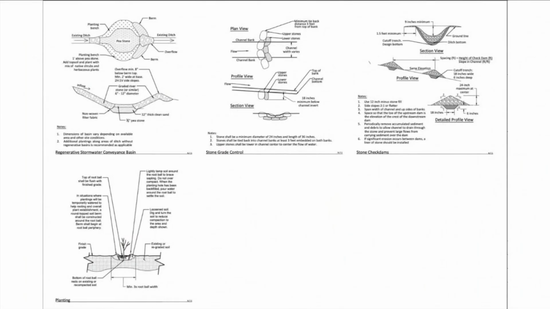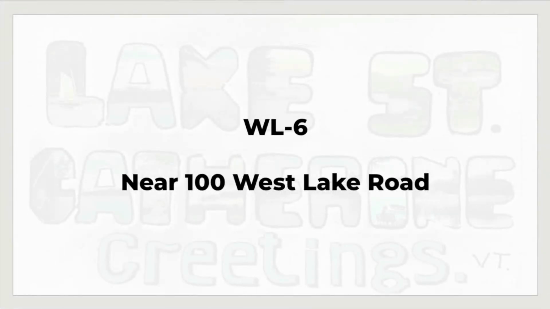There are some drawings of these steps and pools, using stone to slow that flow down, and then plantings around the perimeter of the pools. Any questions on that one before I move on? All right. Next one, further south on Westlake Road. This is 930 Westlake Road. Oh, well, hang on. That's what I wrote down in my notes, although this says near 100 Westlake Road.